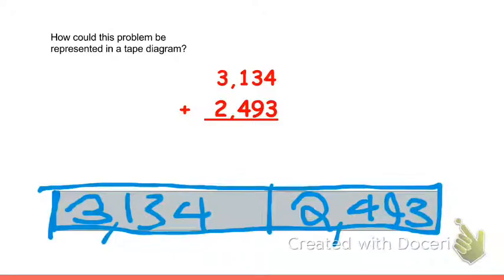All right, so explain to us why you did it that way, Brian. It's because the first one that it's showing is 3,134, so I put it in the first box, and then the second box is 2,493. Okay. Can anybody agree, disagree? All right. Emily, okay, so why are we setting it up this way? You agreed with him. So why do you think this is right?